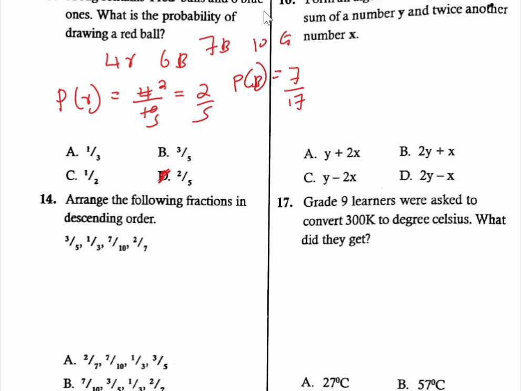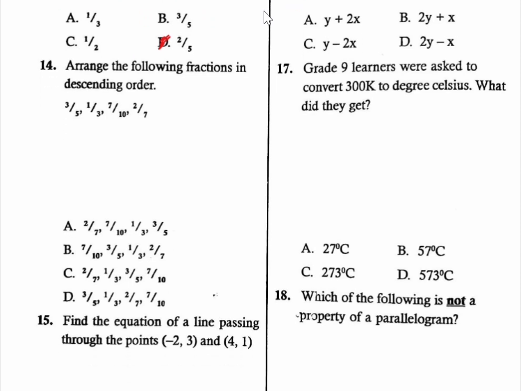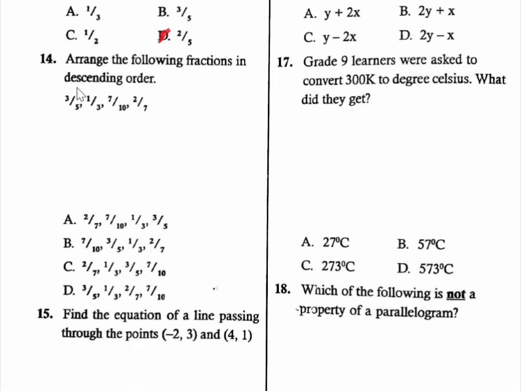We continue to question number 14. Arrange the following fractions in descending order. I'm going to do this the same way. I'm going to convert these fractions into percentages, and then I arrange them in descending order. Descending means we start from the largest to the smallest. That is the meaning of descending order. I'm going to convert this quickly. So this will be 3 over 5 multiplied by 100. We get 60. The second one is that multiplied by 100.